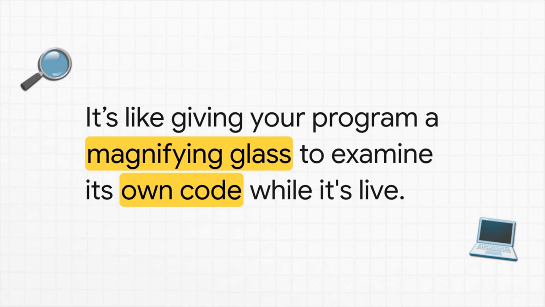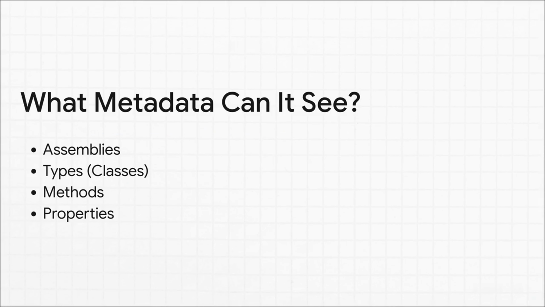But let's break that down even more. Imagine handing your application a magnifying glass while it's running. It can now peer into its own code, figure out what classes and methods it has, and even decide to use them on the fly. It's a program that can literally learn about itself. So what can this magnifying glass actually see? Well, just about everything. It can look at entire assemblies, the compiled DLLs or EXEs. It can zoom in on specific types, like your classes. And it can even peer inside those classes to find all their methods and all the properties that hold data. It gets a complete blueprint of itself.